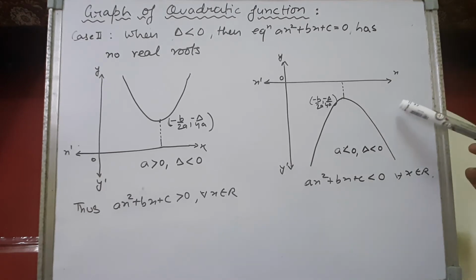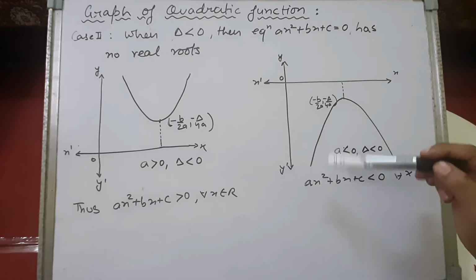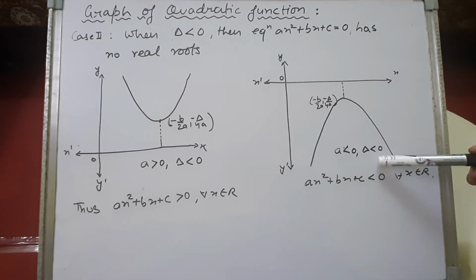And you can see again this curve is not touching or intersecting the axis of x. So we can say that we will not be getting any real values, because when the discriminant is less than 0, we get imaginary values, complex values, right? So the parabola will be a downward parabola if a is less than 0 and delta is less than 0.